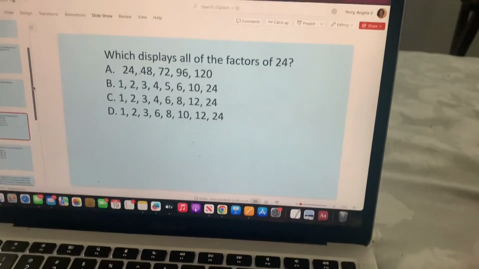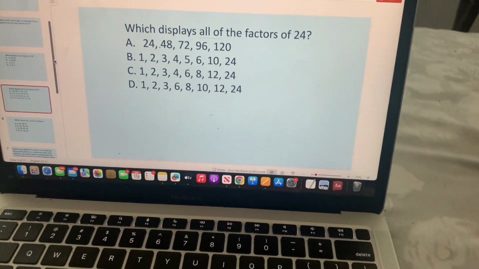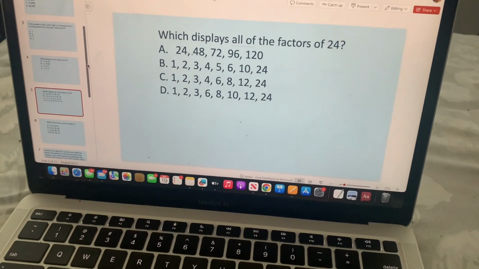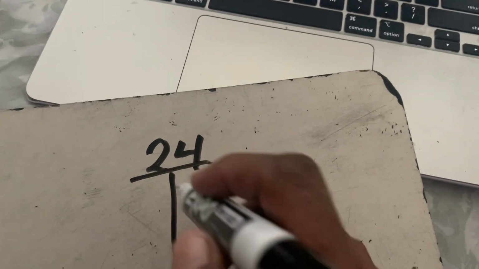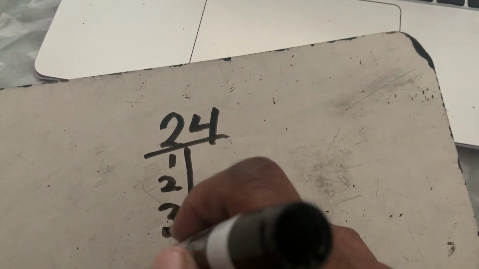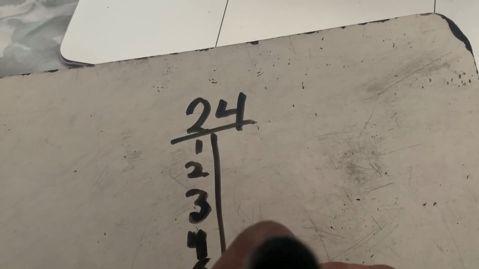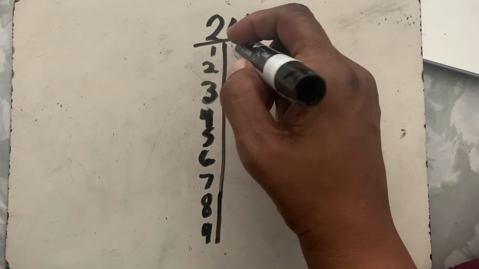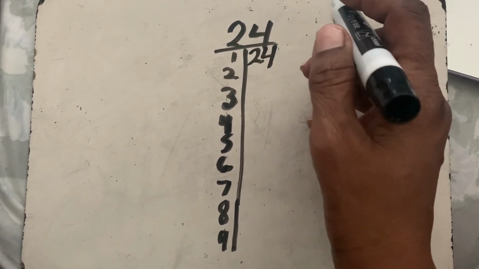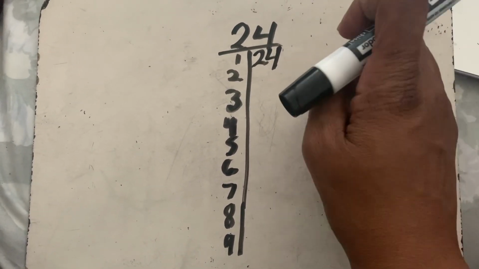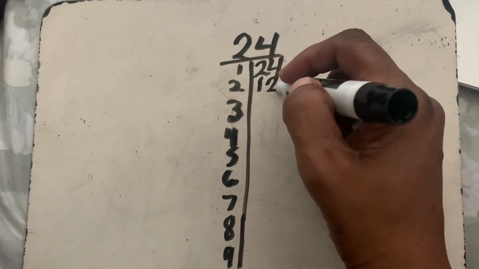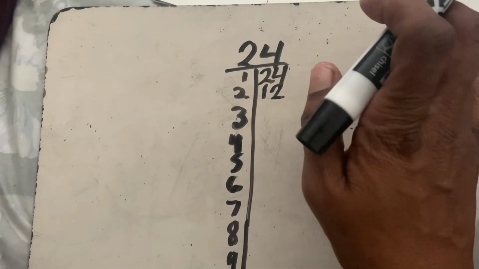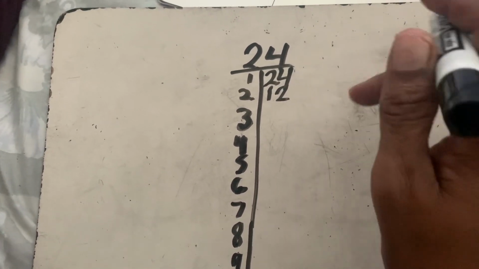So this says, which displays all of the factors of 24. Okay? So again, I'm going to my T-chart. The number is over 9, so I still stop at 9. One times what gives me 24? 24. What about 2? 2, 4, 6, 8, 10, 12. What about 3? 3, 6, 9, 12, 15, 18, 21, 24.